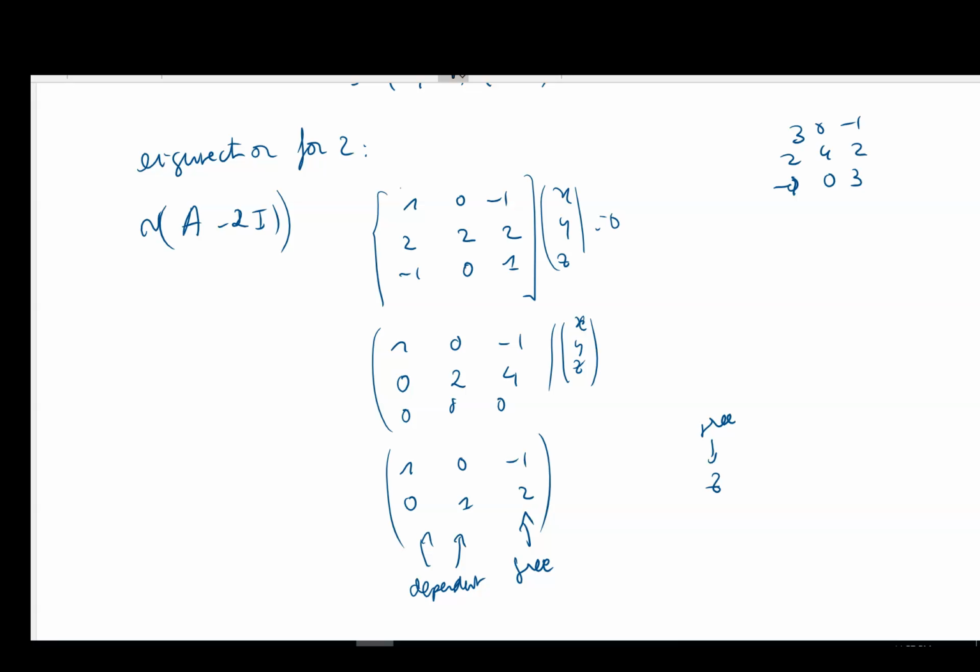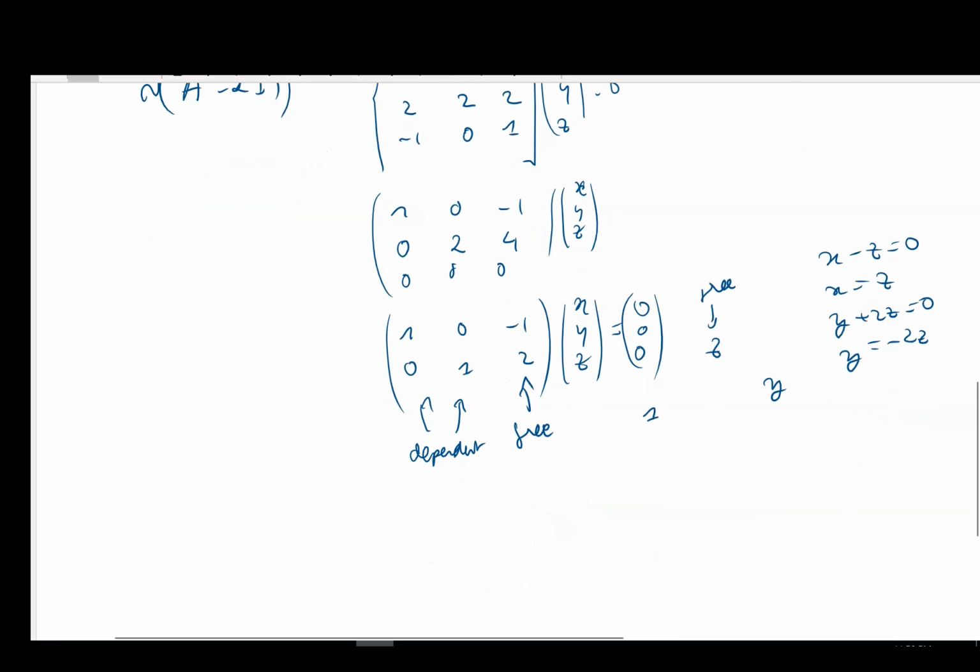Okay, so if I choose z is equal to 1, what do I get? What I'm solving is this equals 0, 0, 0. The first row gives me x minus z is equal to 0, so x is equal to z. The second row gives me y plus 2z is equal to 0, so y is equal to negative 2z. So my free variable, let's put z is equal to 1, then y is equal to negative 2, and x is equal to 1.